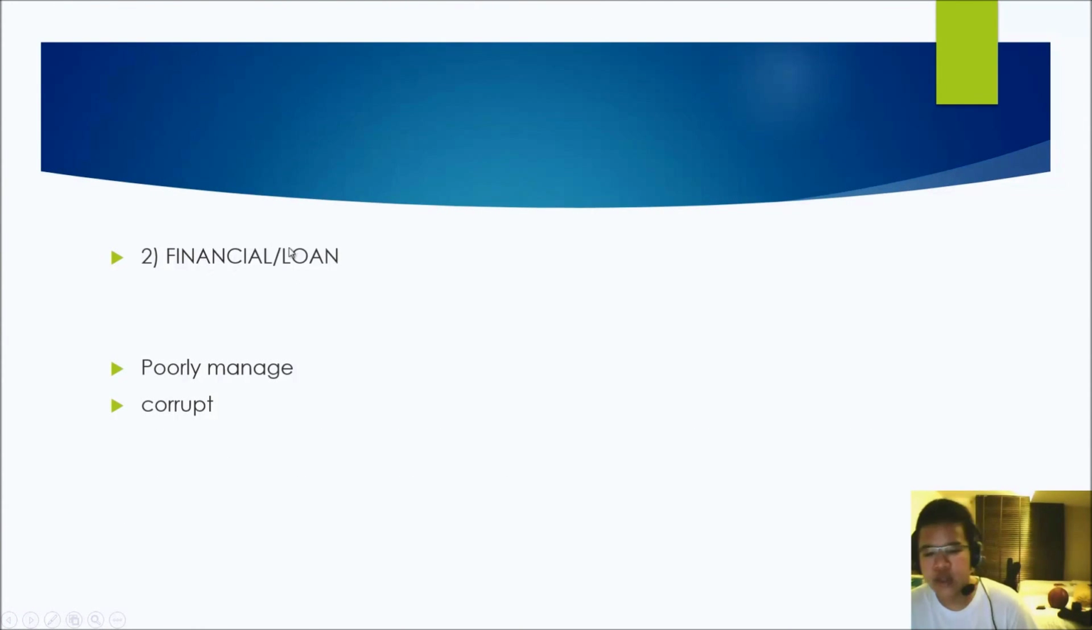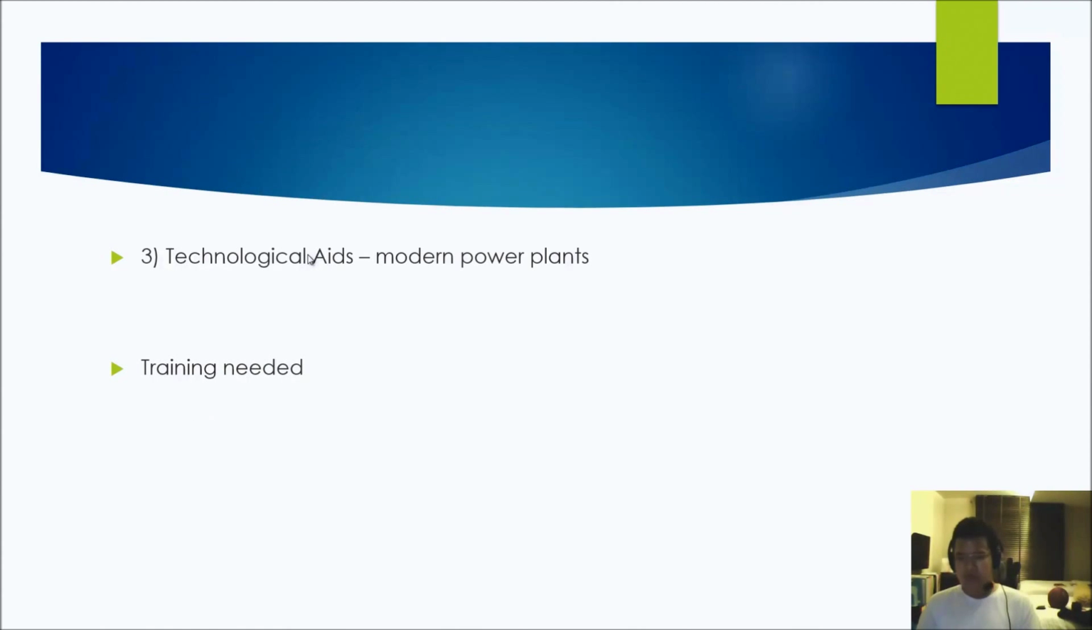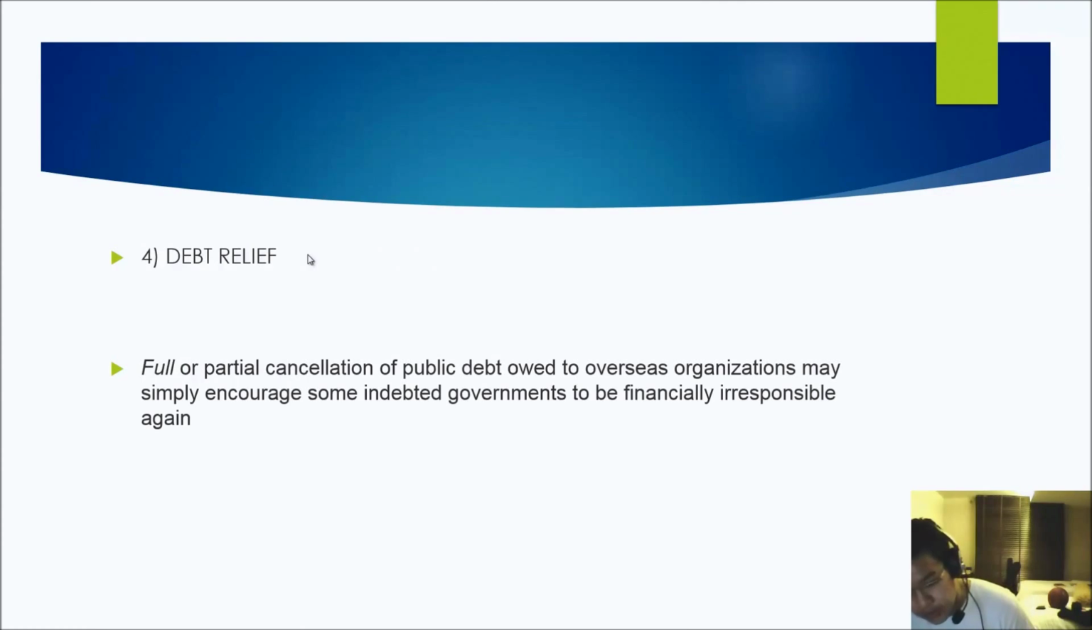Second could be financial aid or a loan. Mainly financial aid will be given to developing countries, but however the government could poorly manage the money, as they have no experience. They might not know how to manage it. Also, the government might be really corrupt. Third is technological aid, an example of this is building modern power plants and providing advanced machinery. However, some training might be needed.